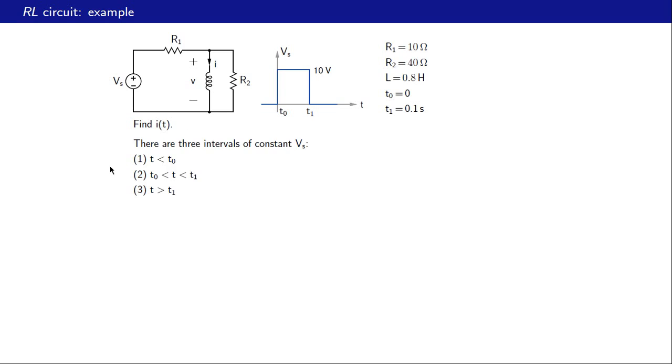Step number 1 is to identify intervals in which the input voltage is constant. And from this graph, we can see that there are 3 such intervals. Interval 1, t less than t0, where Vs is 0 volts. Interval 2, t0 less than t less than t1, in which Vs is 10 volts. And interval 3, that is t greater than t1, in which Vs is 0 volts.